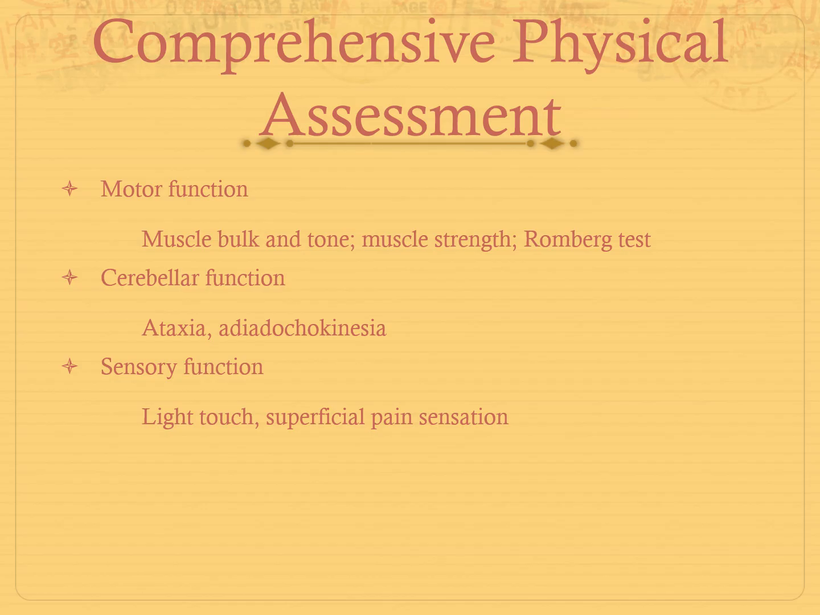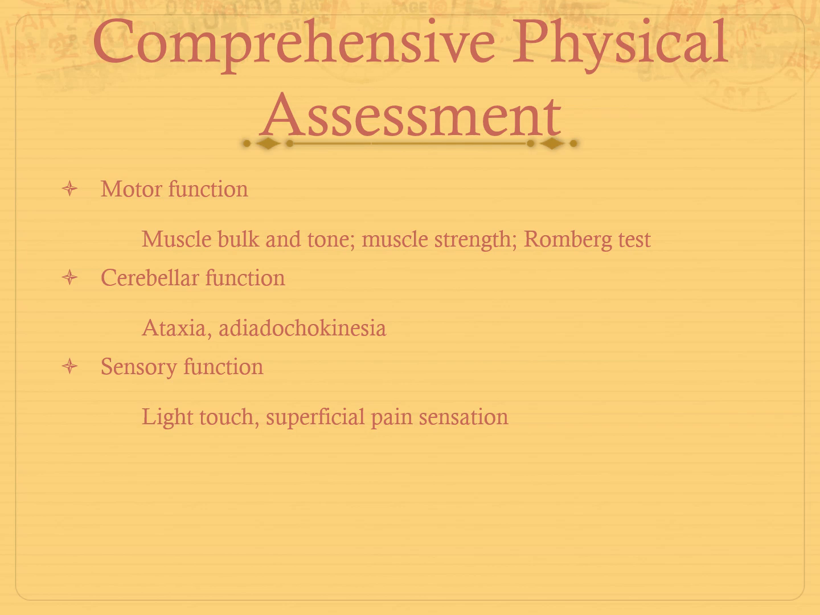So now that we've assessed mental status and cranial nerves, we'll move into evaluating motor function, cerebellar function, and sensory. And these assessments tell us how well the brain, spinal cord, peripheral nerves, and muscles are working together. So as with the rest of the neuro exam, we're always comparing the right and left sides of the body. Symmetry is one of the most important aspects of the neurologic assessment.